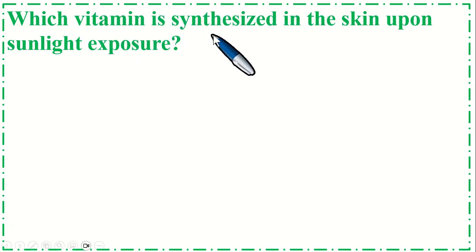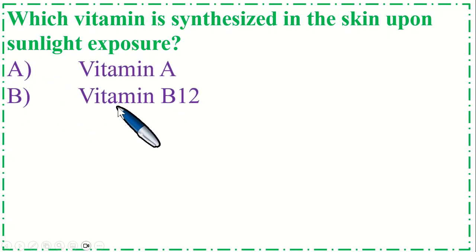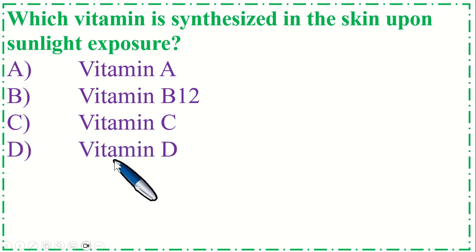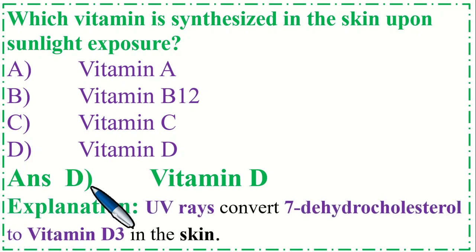Which vitamin is synthesized in the skin upon sunlight exposure? Option A vitamin A, option B vitamin B12, C vitamin C and option D vitamin D. So the correct option is D vitamin D. UV rays convert 7-dehydrocholesterol to vitamin D3 in the skin.